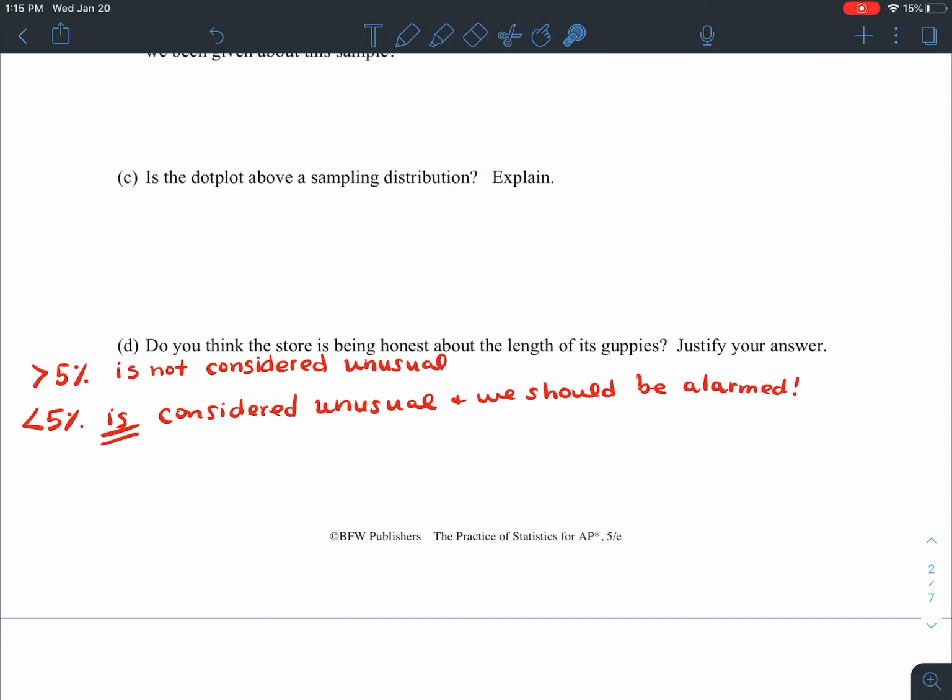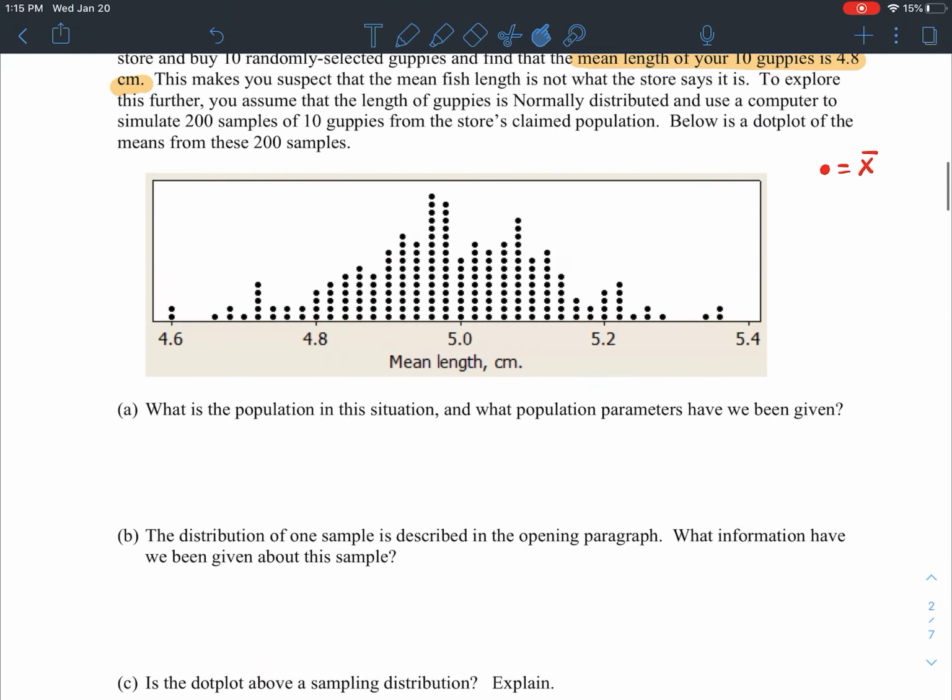Okay, so please keep in mind anything happening more than 5% of the time, just by random chance, which is what a simulation is, that's not considered that unusual. Anything that happens under 5% of the time, though, that is considered pretty unusual, and that's when we want to start saying that we're kind of alarmed that that happened.